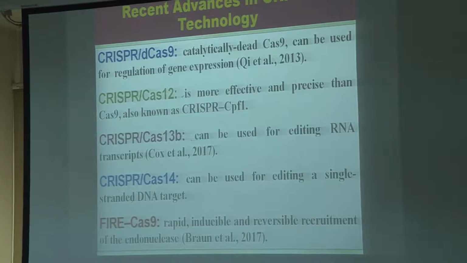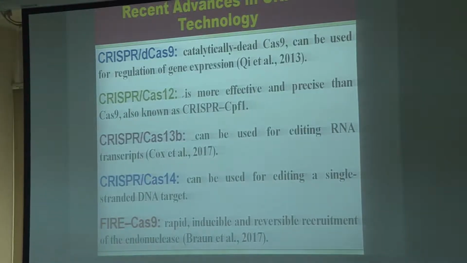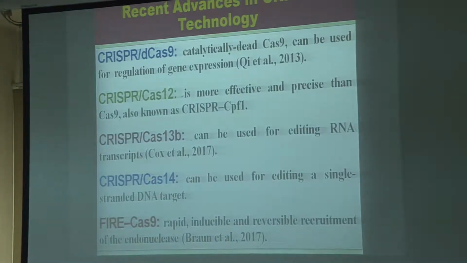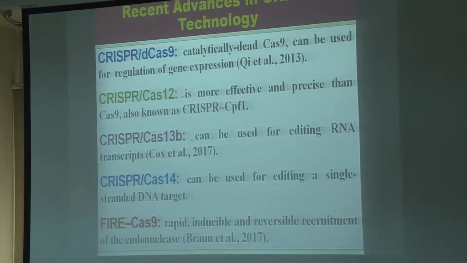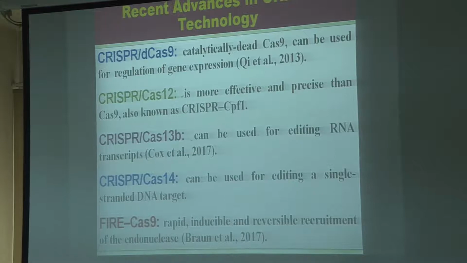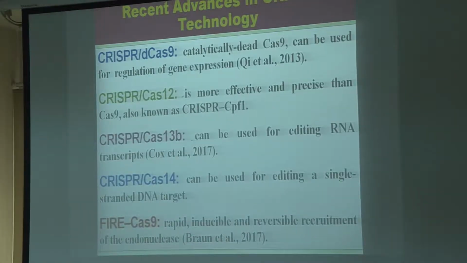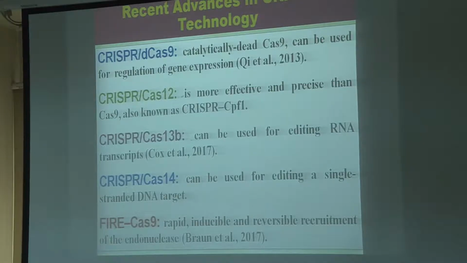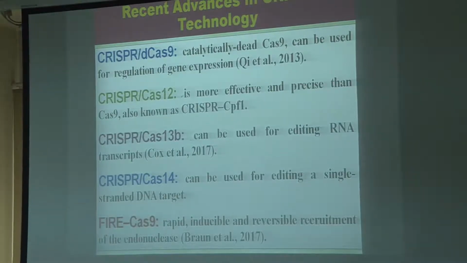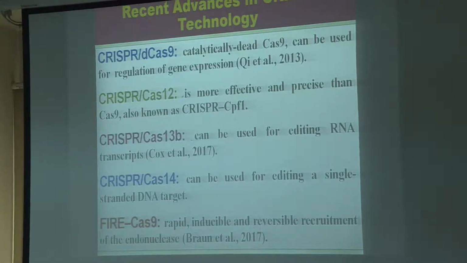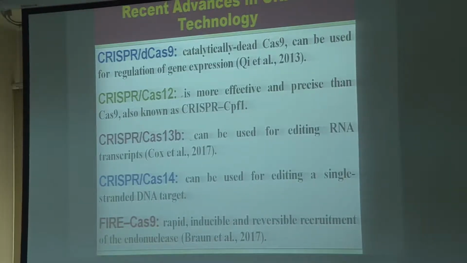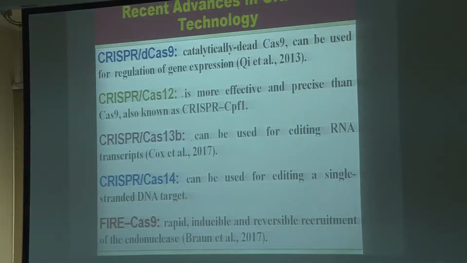So, this type of construct is not going to make a cut, but it can be used for regulating gene expression. Instead of Cas nuclease, you can add some protein which is going to either boost the expression of that gene or slow down the expression of the gene. So, you can manipulate and regulate the level of expression of a gene. And this is not going to make a cut because the Cas is dead, not active.